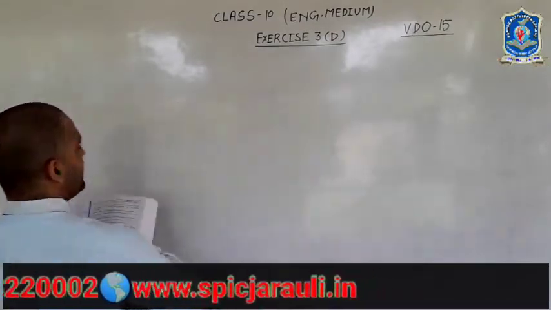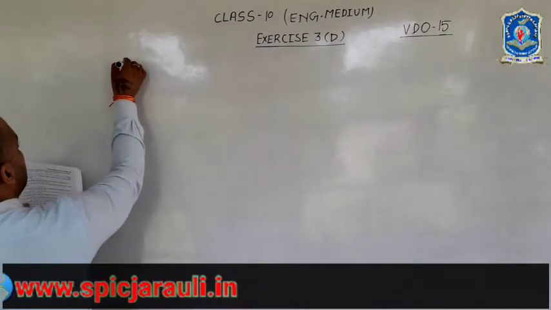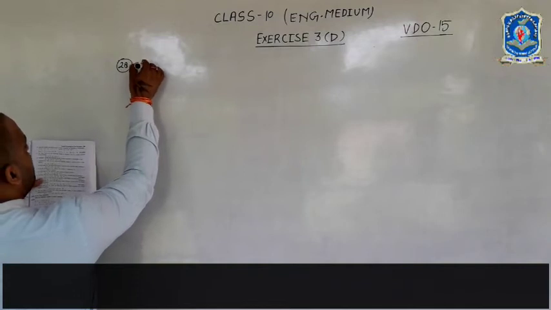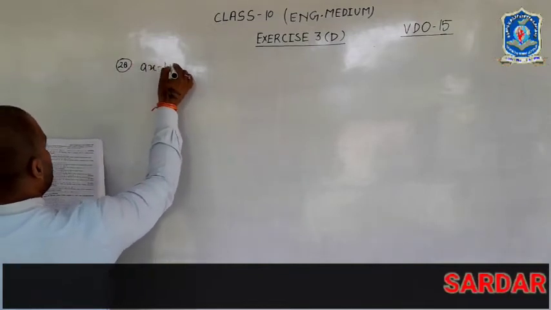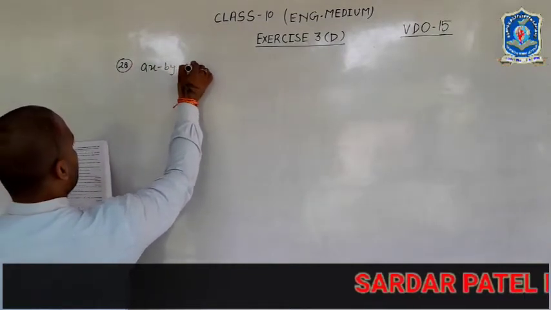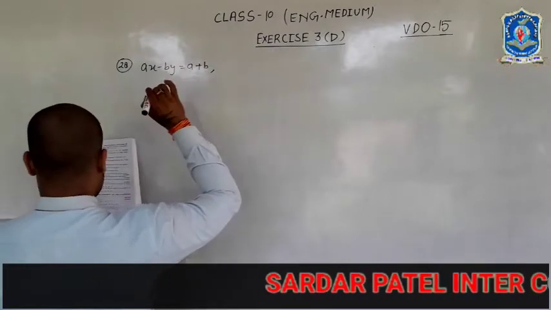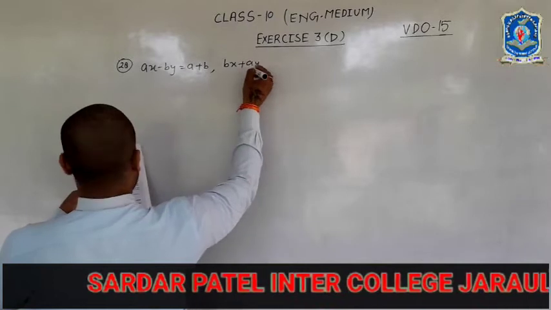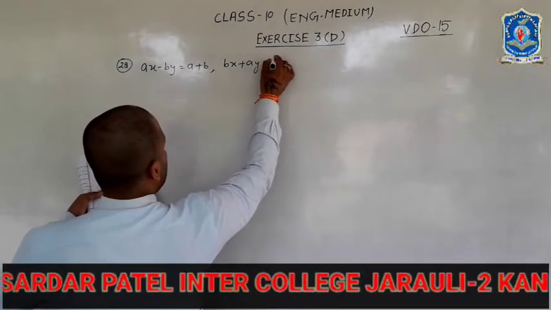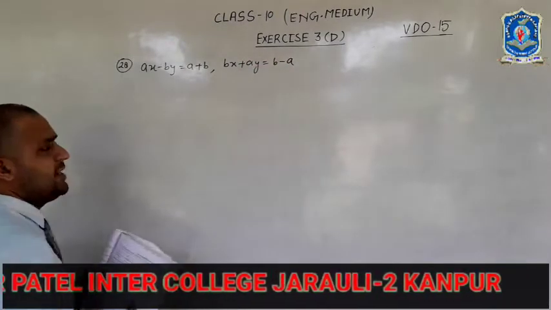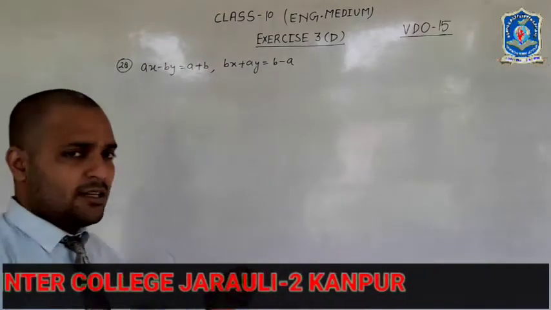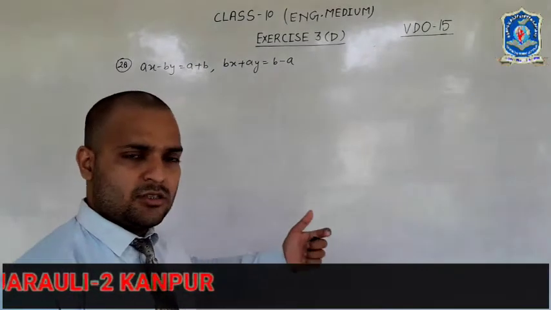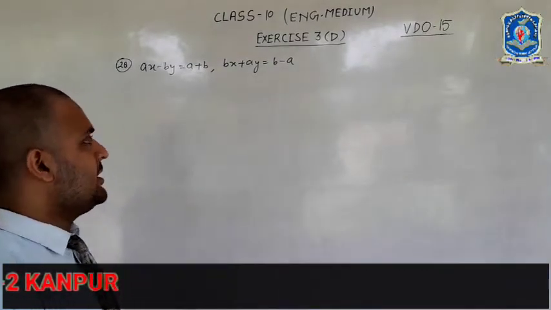Question number 28 is: the first equation is ax minus by is equal to a plus b, and the second equation is bx plus ay is equal to b minus a. Solve very carefully, because the calculation is lengthy in these types of questions, as we are using the cross multiplication method.